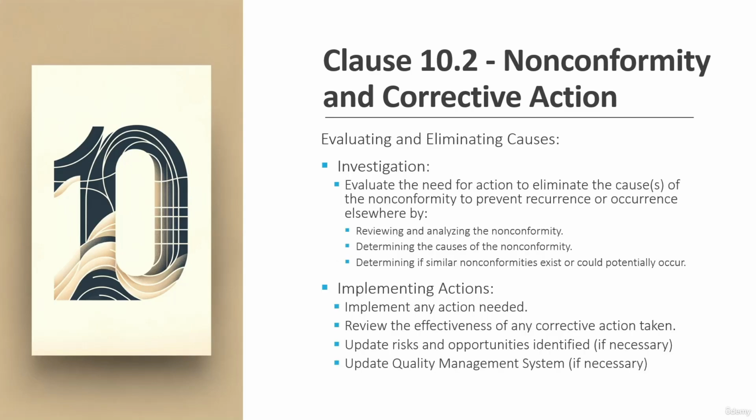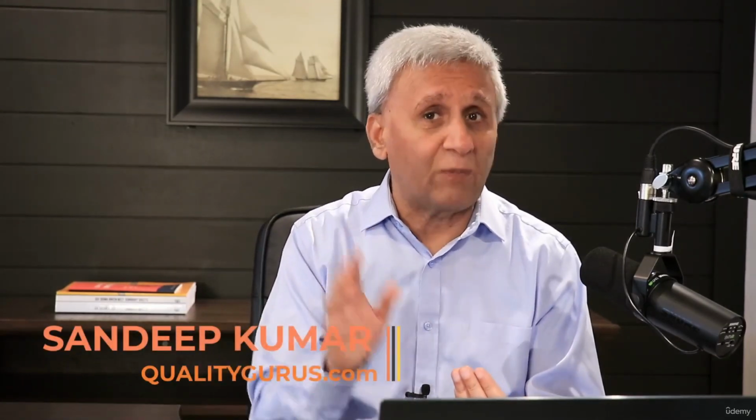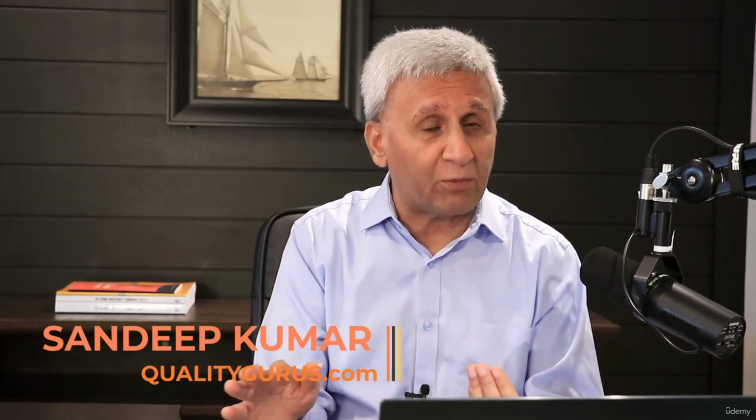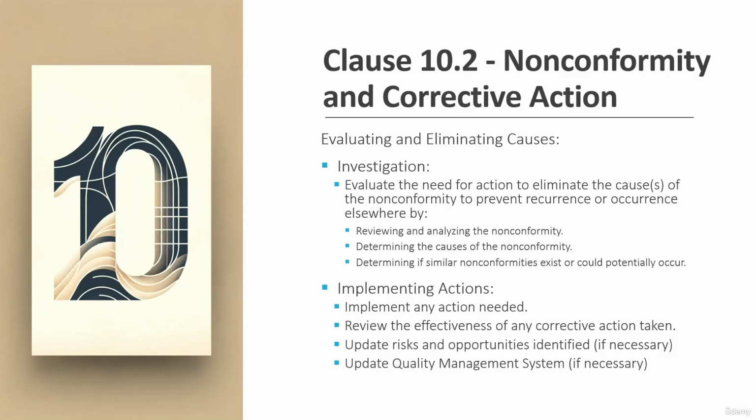The other part of non-conformity is the corrective actions. Corrective actions are those actions which will eliminate the cause of the problem and prevent the recurrence of the problem. If you remove the root cause, the problem will not happen again. Also, the problem will not happen at some other place. So all those actions where you are taking action to eliminate that problem from happening again or happening in another place are called corrective action. For this, you need to review and analyze the non-conformity, determine the causes, find out the root cause, and also determine if a similar problem is happening in some other places, or if there is any potential of this type of problem happening in some other place. So that is the investigation part.